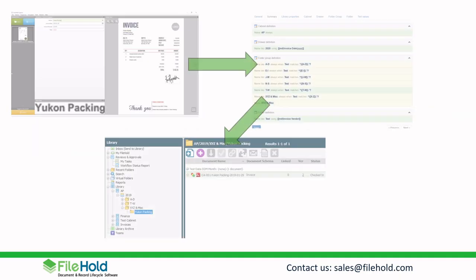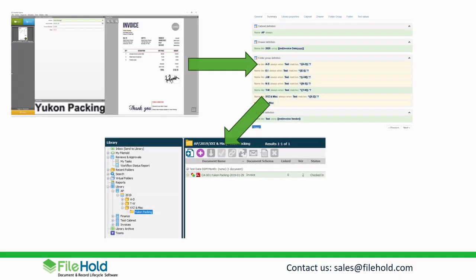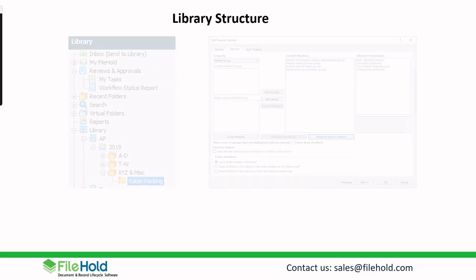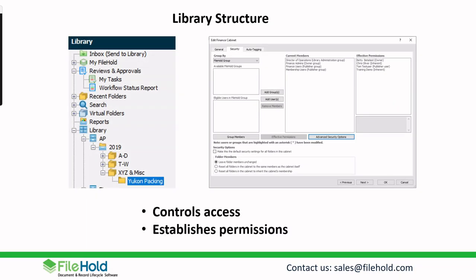Today we're going to explore two use cases that use auto-filing to create more intricate library structure. Remember, FileHold's library structure is focused on permission more than organization. Document schema and metadata provide content to search, locate, and organize your documents, whereas the library structure is about controlling access to the document and what level of permission users will have.